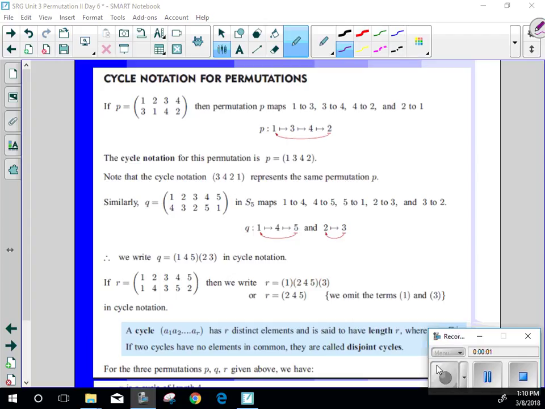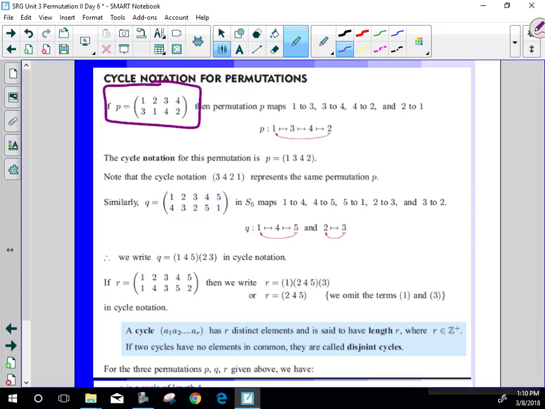So, cycle notation for permutations. You can compose several, but within each permutation you can look at cycles, at pairings within. With a permutation like 1, 2, 3, 4 over 3, 1, 4, 2, the way these are paired, 1 goes to 3, then 3 goes to 4, and then 4 goes to 2, and where does 2 go? Back to 1.